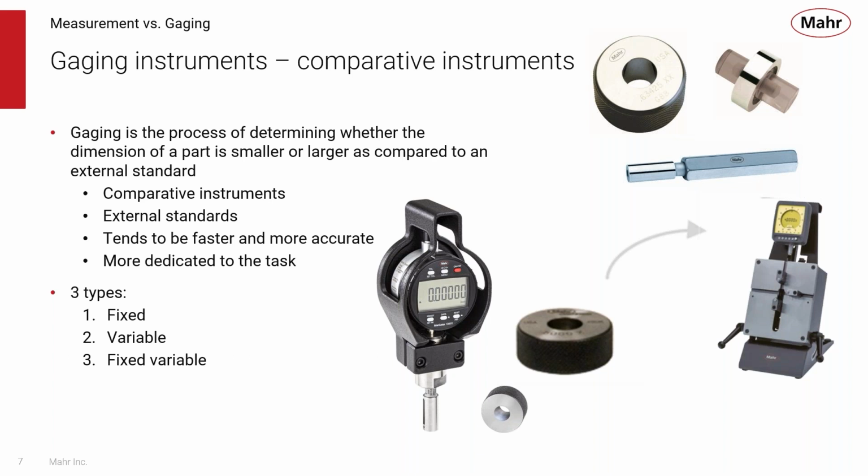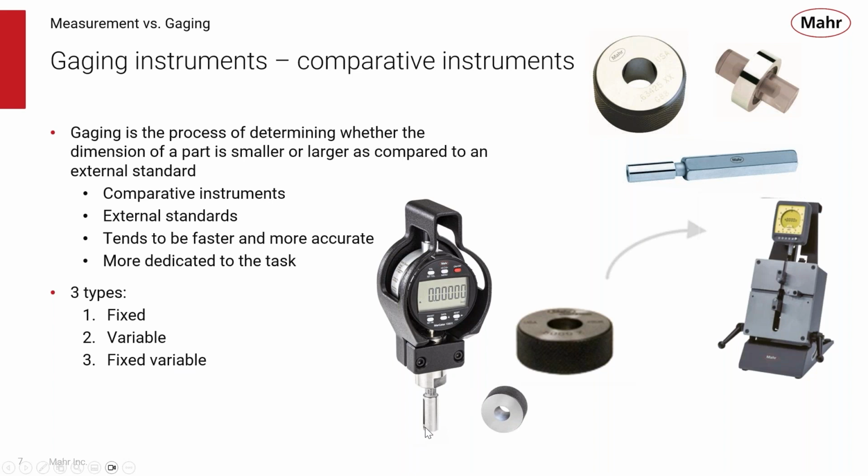Finally, we have the fixed variable gauge. An example of a fixed variable gauge is something like this Dimension bore gauge here. It's made to measure an exact size and a small variation around that size. So a Dimension plug such as this can measure at most plus or minus 100 thousandths of an inch from its nominal size. And that's why we call it a fixed variable gauge.